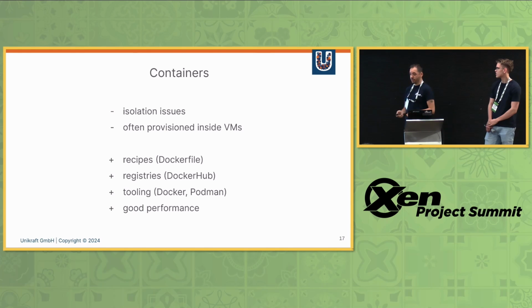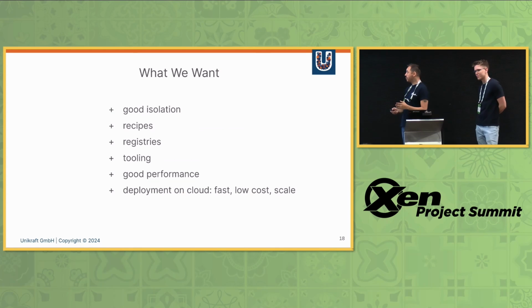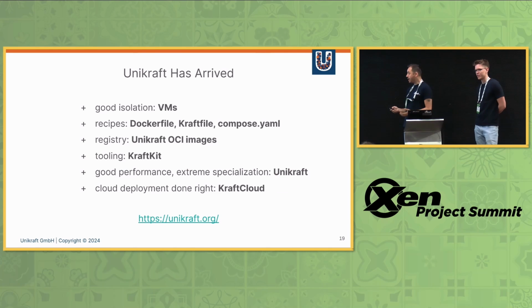There are, of course, isolation issues, which is why if you're going to go to a lot of cloud-based vendors, what they do is pre-provision VMs, and inside of them, they run containers. It's a kind of weird ecosystem where the upside of containers is, let's say, removed by the use of virtual machines. What we want to do is have the best of both worlds. So we want isolation, we want recipes, we want riches, we want it all, right?